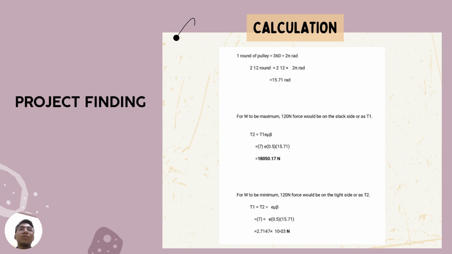T1 equals T2 divided by e to the power of friction and angle. 7 divided by e to the power of 0.5 times 50.71 equals 2.7147 times 10 to the power of negative 11 Newton.